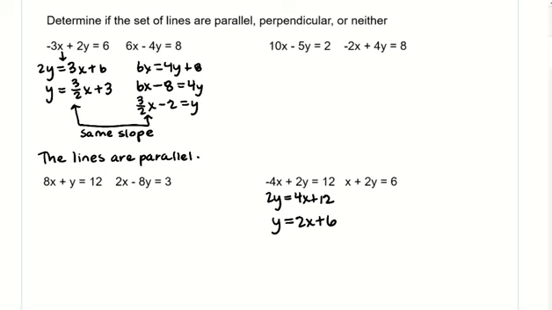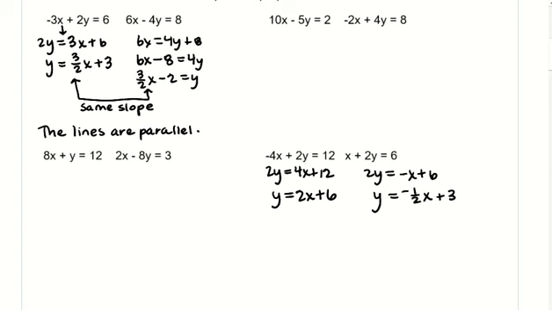And over here, I'm going to subtract the x from both sides. 2y equals negative x plus 6. Divide in half, and I'll have y equals negative 1/2 of x plus 6 divided by 2 is 3. Okay. So I can see right now, I've got slope of 2 and slope of negative 1/2. They're not equal. So if the slopes are not equal, there's a chance that they could be perpendicular, but there's also a chance they could not be perpendicular.